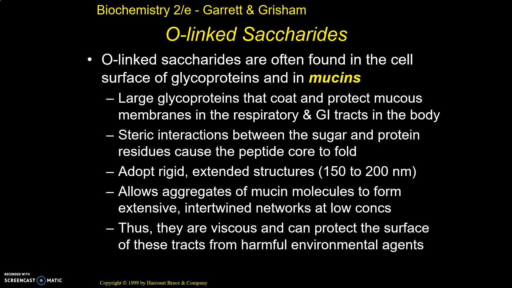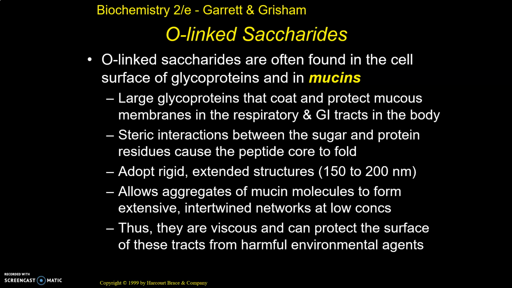So O-linked saccharides are often found in the cell surface of glycoproteins and in mucins. So think about what maybe a mucin is. Can you think of how we use mucin? Maybe think of a medicine with mucin in it, like Mucinex. All right, so we're talking about mucus, right? Large glycoproteins that coat and protect the mucous membranes in our respiratory and gastrointestinal tracts, right?